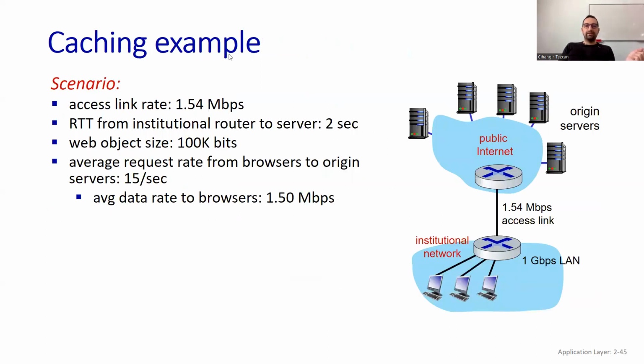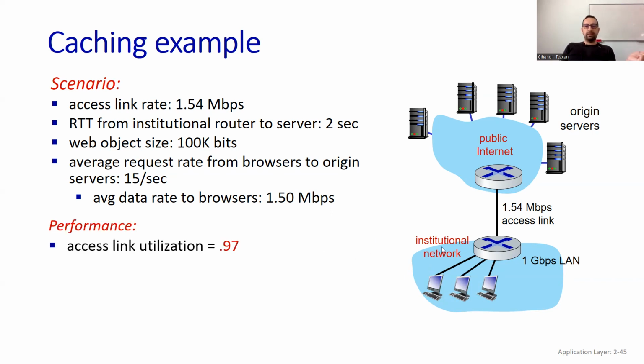So here's an example. The scenario is here. Your outgoing link from your campus to the public internet is slow, like 1.54 megabits per second. But inside the institution, you have fast communication, like a 1 gigabit per second local area network. Assume that the RTT from the institution to the router is 2 seconds. Web object size is 100 kilobits. Average request rate from browsers to the origin server is 15 per second. So the average data rate to browsers is 1.50 megabits per second.